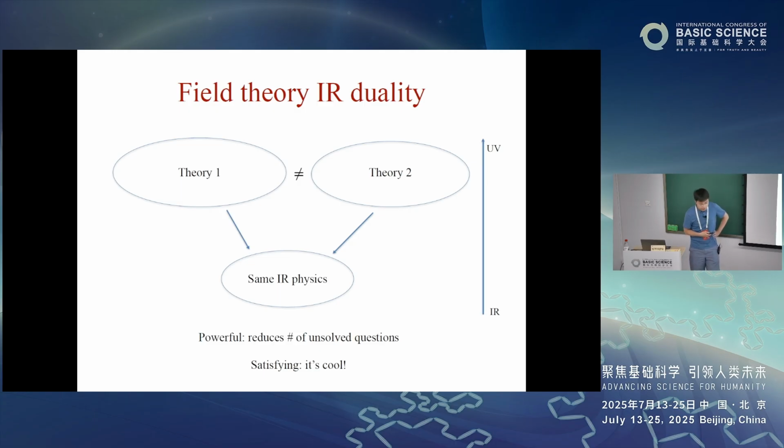And whenever this happens, it's nice for two reasons. One is that this may be useful, right? Maybe some questions that are very difficult to answer in theory one are fairly easy to figure out in theory two. The worst case scenario is you understand neither theory, but at least you manage to reduce the number of unsolved problems by a factor of 2. Also, it's just intrinsically satisfying. It's pretty cool when this happens.